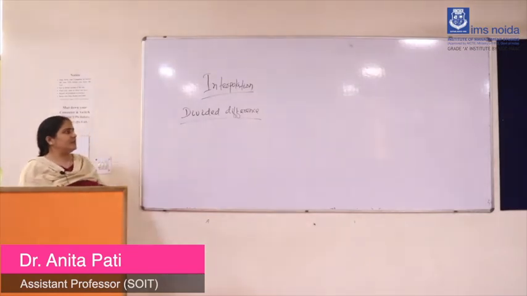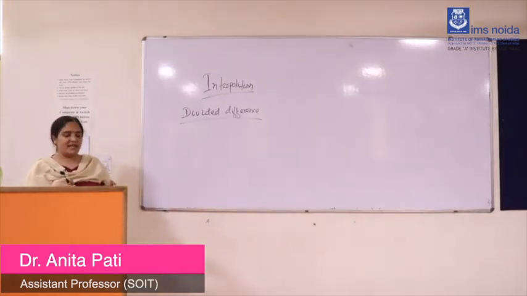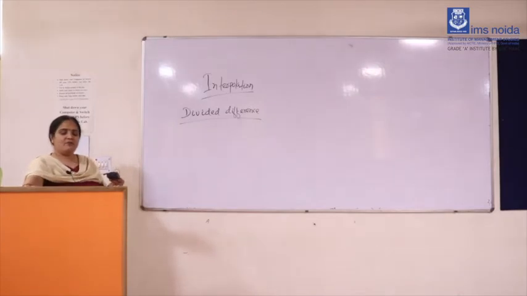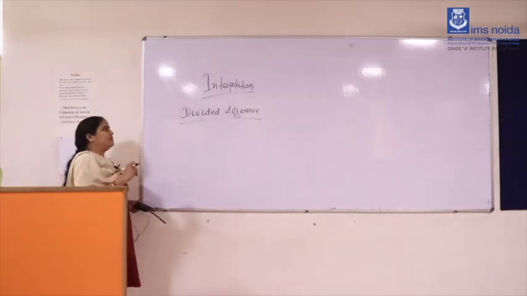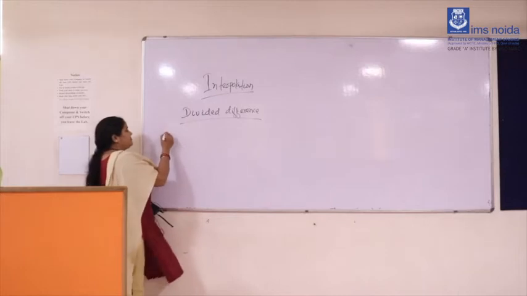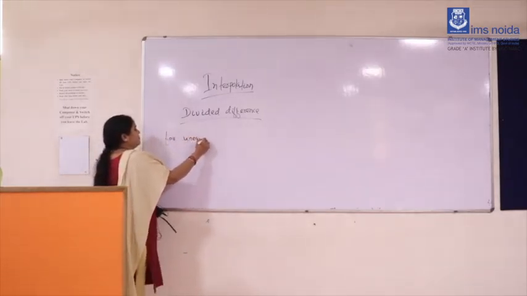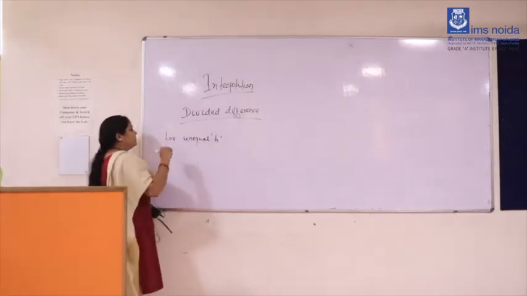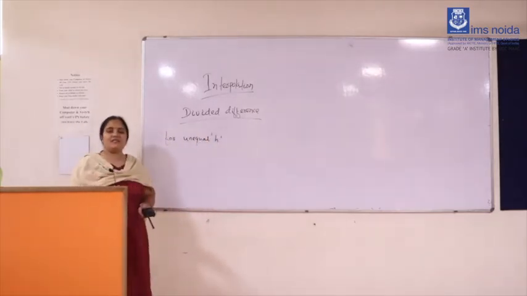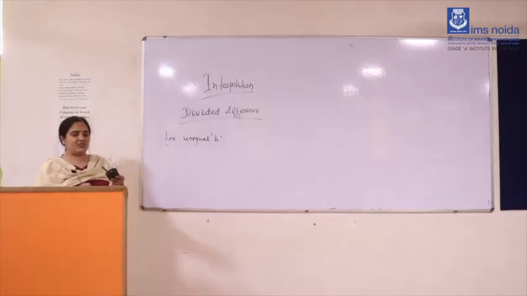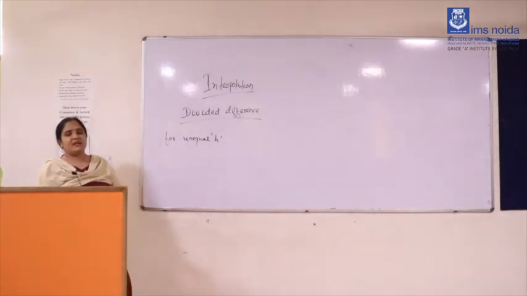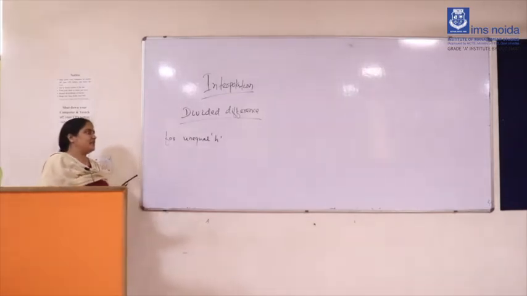Learn about the interpolation for unequal h. So how to find out the interpolating polynomial if h is different. The divided difference formula is useful for unequal h. So h means what? I have already told you in previous classes that h is the difference in x variable.